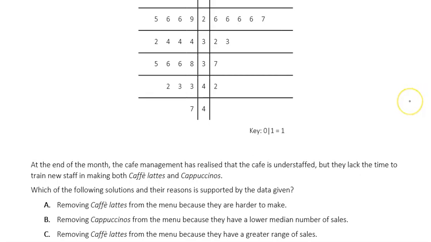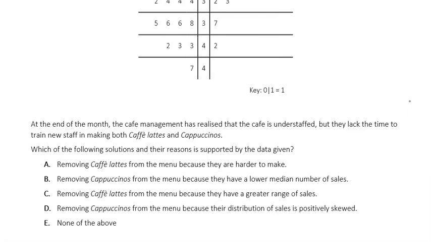If we have a quick look at the reasons, we will then be able to work out what data we need to support that. Quickly looking here, they're looking at removing some because they have a lower median or a greater range, or the distribution is skewed. So let's check what the medians are and the range of the values just to see if we can work out whether one of those statements is valid.